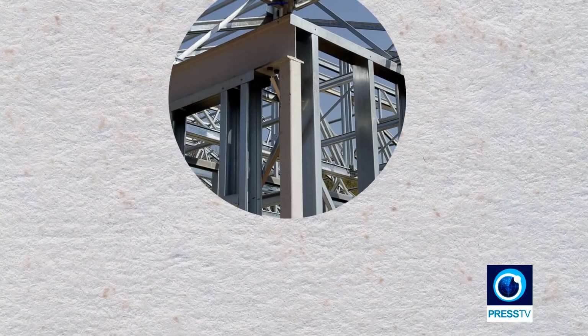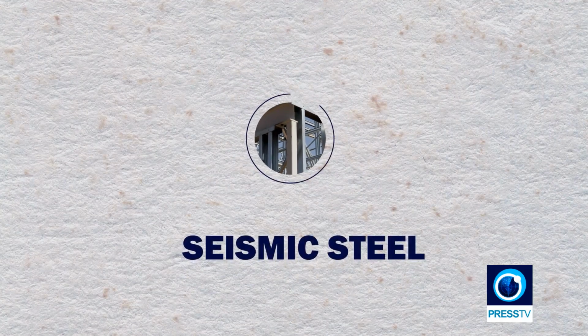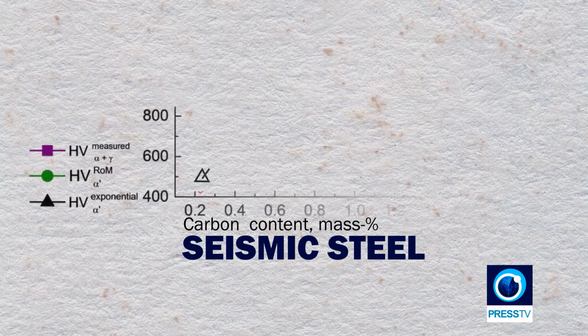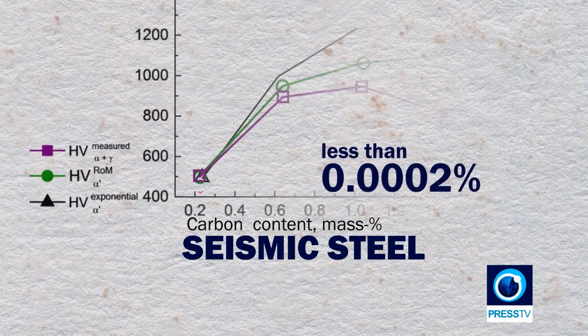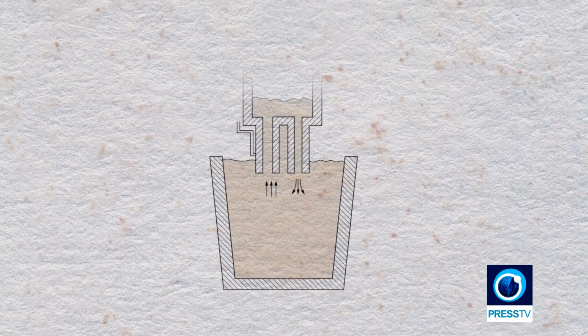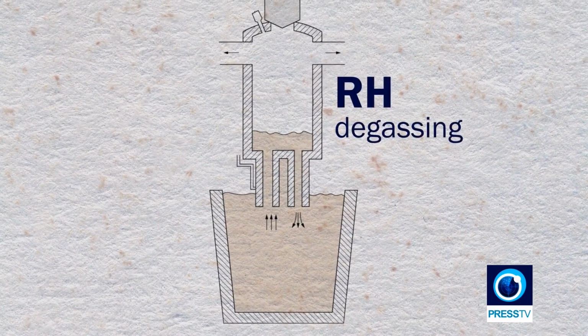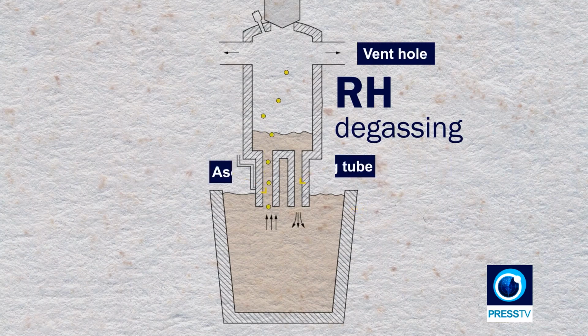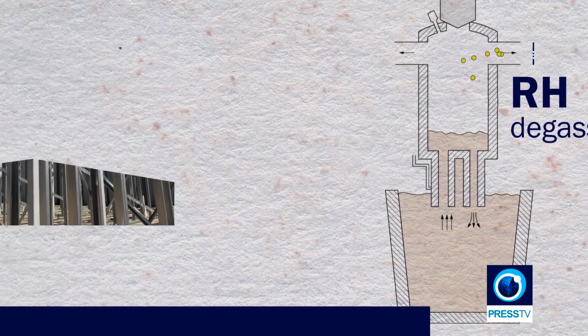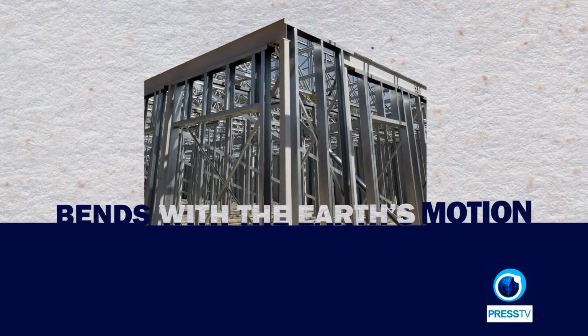To make seismic steel, the carbon content has to be pushed way down, less than 0.0002%. That's done using a unit called RH degassing. Think of it like a vacuum pump for molten metal, pulling out gases like carbon monoxide. What you get is a steel that bends with the Earth's motion, instead of breaking under it.